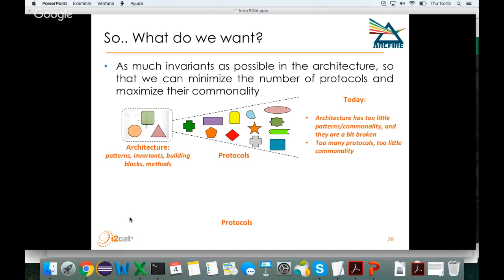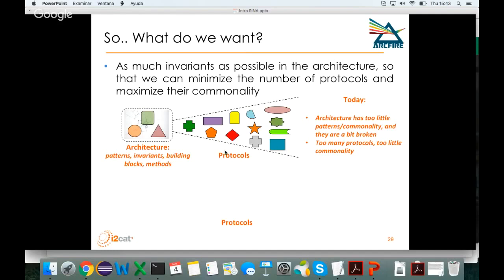So summing up, what do we want? We said architecture provides invariants and rules. So what we want is as much invariance as possible in the architecture. So network designers have to do as little as possible, right? The more commonality you have, the more tools you have in this architecture toolset to design specific protocols for specific networks, the more common the networks will be, and the fewer errors the network designer can make.